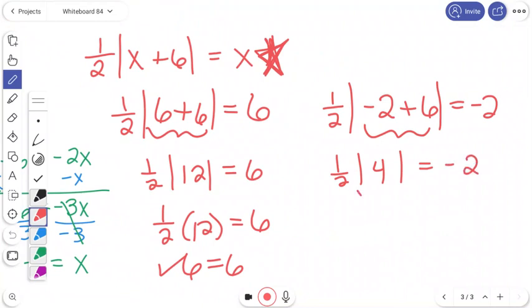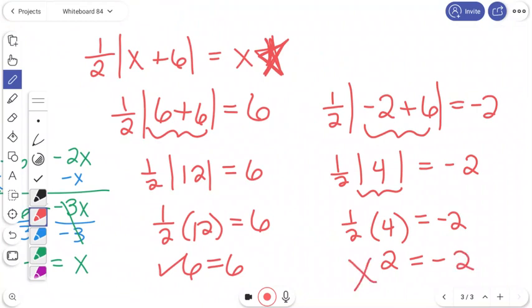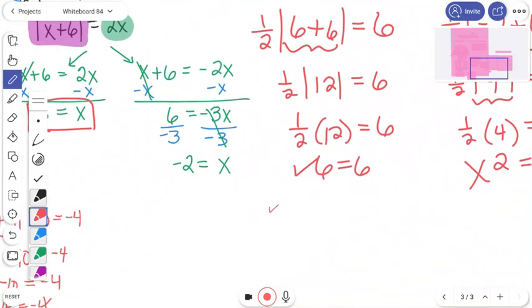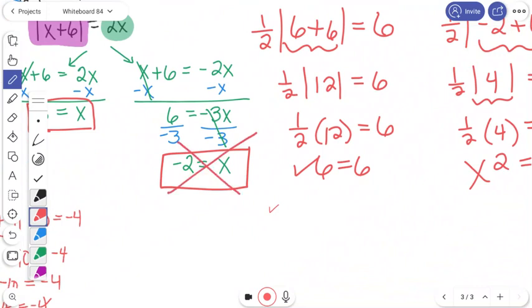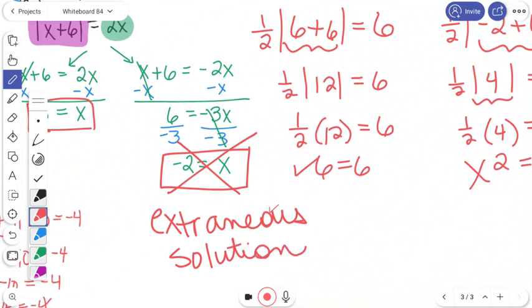Well, what's the absolute value of 4? It's just 4. Half times 4 should equal negative 2. What is half of 4? 2. Does 2 equal a negative 2? Absolutely not. So what does that tell us? Does x equal negative 2? Is that a valid solution? This right here? No, it is not. This is extraneous. This is an extraneous solution. And that is how you solve absolute value equations.